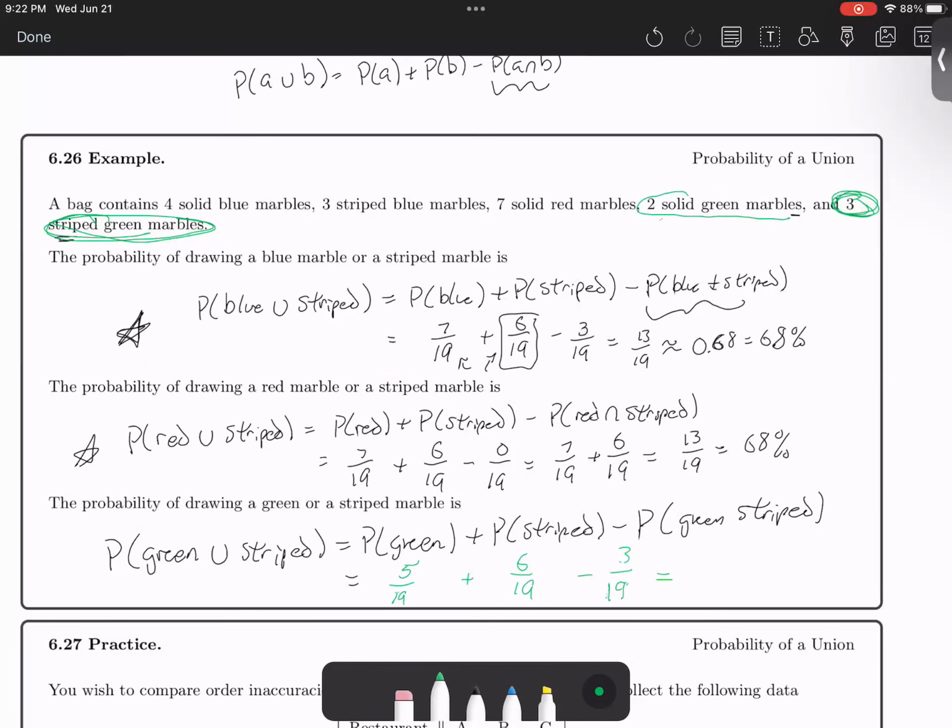All right, when we go through this, 5 plus 6 puts us at 11, and then minus 3 gives us 8. And 8/19 is going to give us 0.42 or 42%.